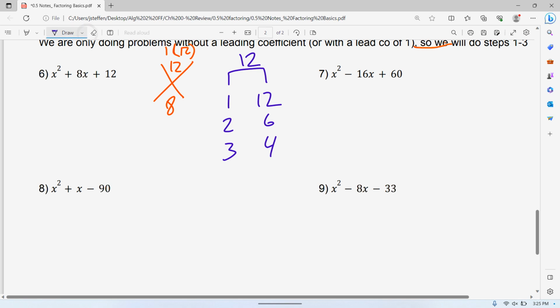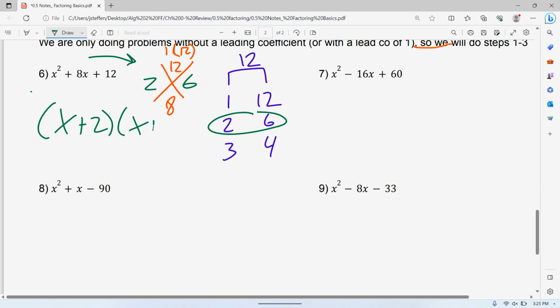Now all I have to do is go through and see which ones add up to be 8. It's that 2 and 6, so 2 and 6. Now the reason I really like this X is because I also want you to double check. Every time you do this, double check. Positive 2 times positive 6 is 12. Positive 2 plus 6 is 8. Once you have that, you write down your x plus 2 and x plus 6. Again, technically, this should be over your leading coefficient. But since ours is just 1, we can go ahead and skip that step.